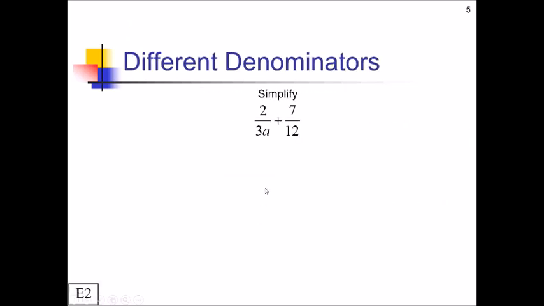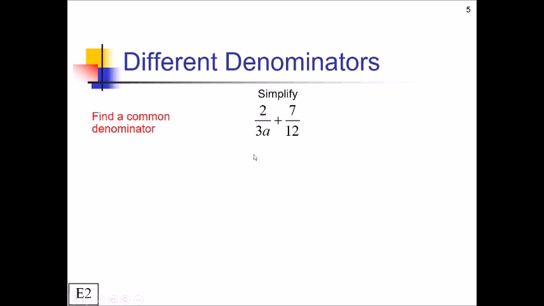For this example, we've got a little bit of a game changer here. Looking down at my denominators, I notice those are different. So I can't just add these together the way they are. It would be essentially like 2 apples plus 7 oranges, which wouldn't give us anything intelligible. So if we have different denominators, we have to begin by finding a common denominator.